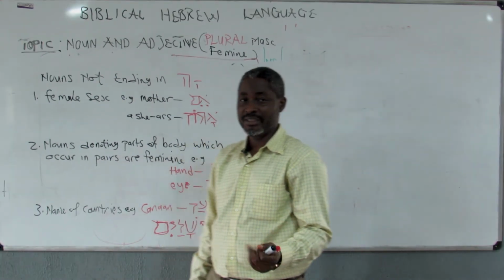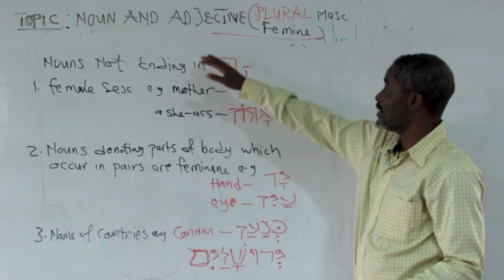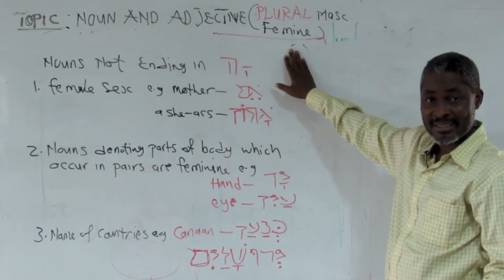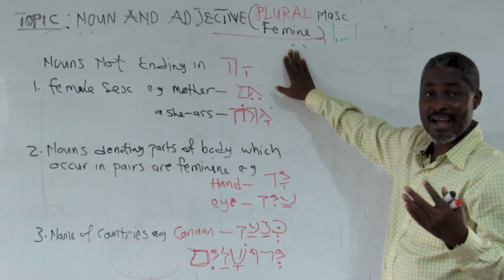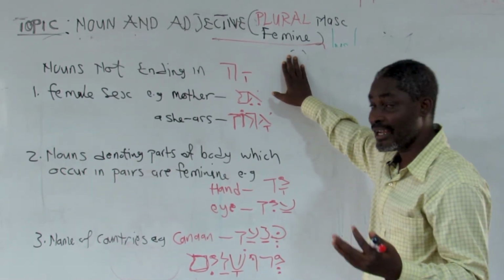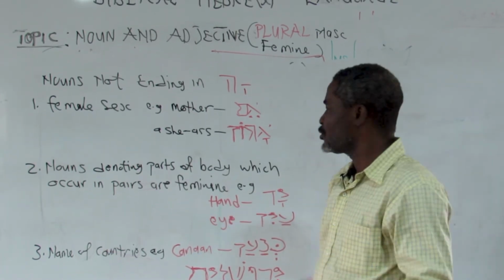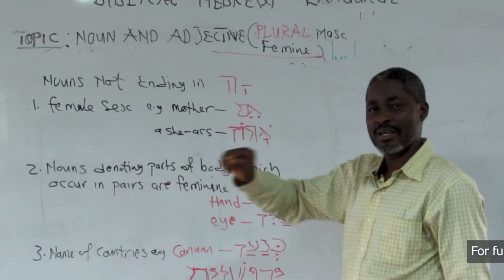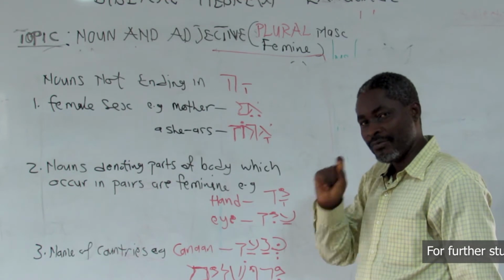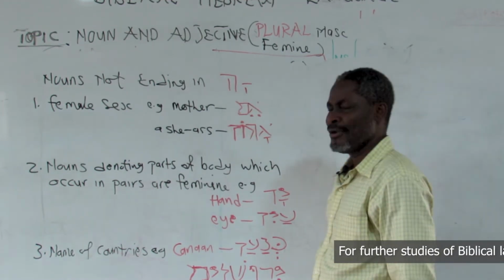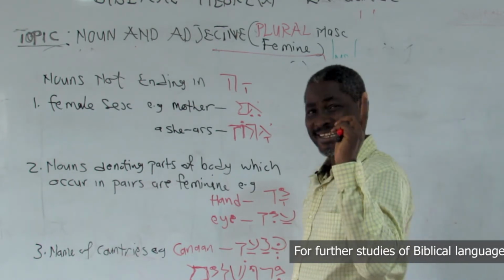After our study of the noun and adjective, singular and plural, masculine and feminine, agreeing that each adjective agrees with the noun both in gender and in number, we need to note that most of the time, the singular noun of the feminine ends in kamets he. It terminates in kamets he. But it's not always so in three cases.